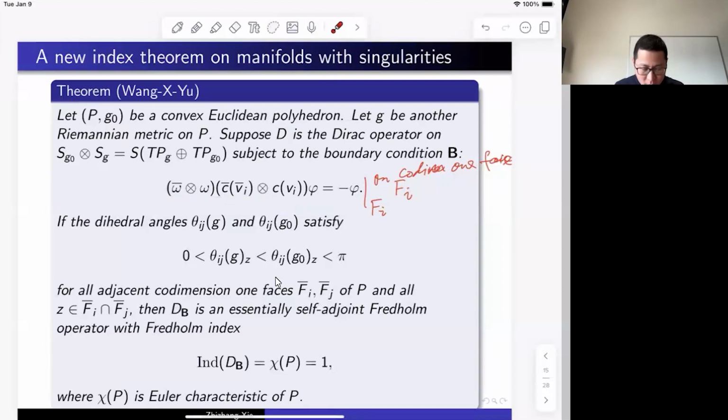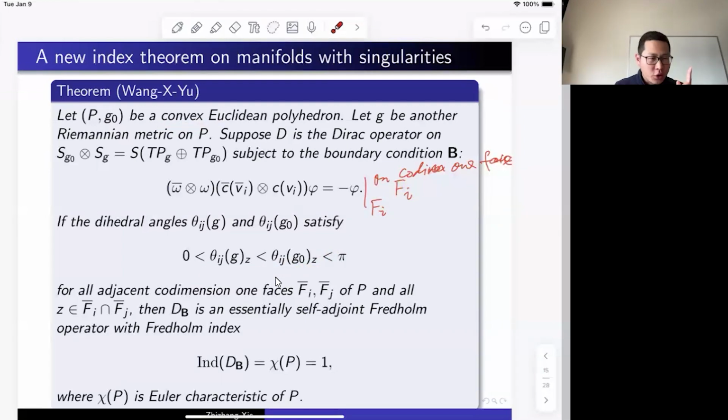Now the key condition here, in order to make sense of the index problem, is the following comparison condition for the dihedral angles. The dihedral angles of the new metric are strictly less than the dihedral angles of the original metric. Because we're assuming it's convex, the original dihedral angle is less than pi, so the angles are bounded between 0 and pi. So here we have the strict comparison inequality.